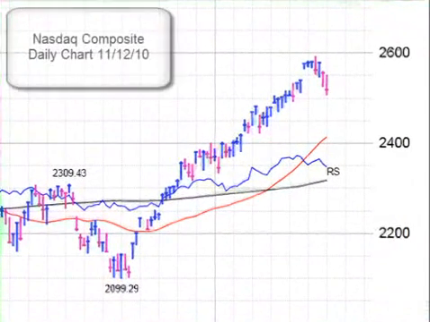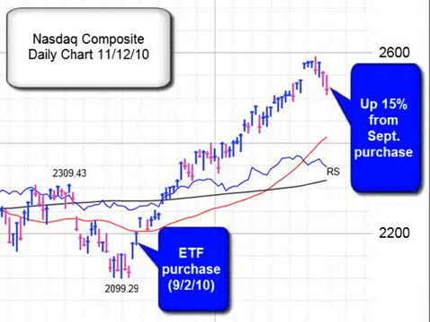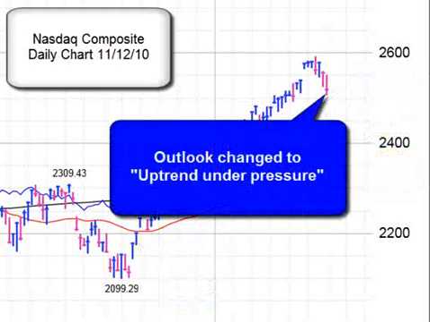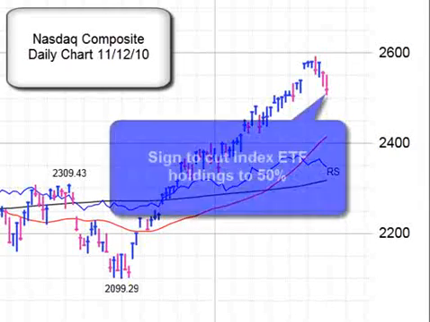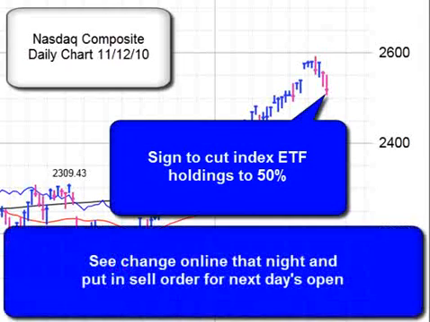Fast forward 2 months to November 12, 2010. At the close, the NASDAQ composite was up about 15% from the day the market pulse changed to confirmed uptrend back in September. But signs of selling had started to emerge, and on November 12th, the outlook changed to uptrend under pressure. That was your sign to cut your index ETF holdings to 50%. Again, you could see that change online that night and put in a sell order with your broker for the next day.